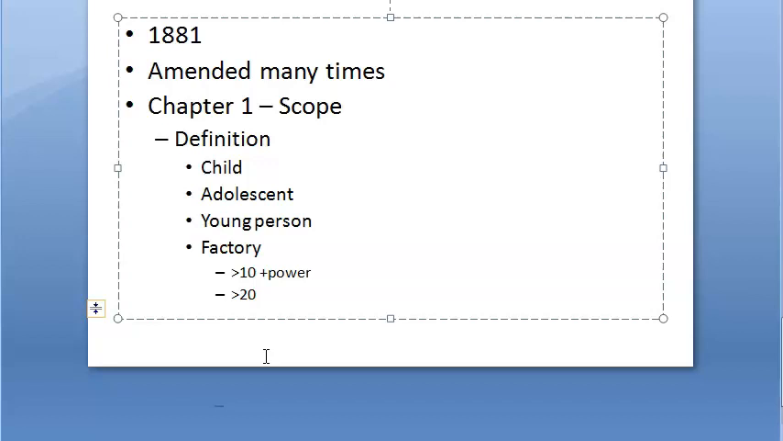Okay. Then who is a worker? A worker is basically a person who is employed, whether for wages or not, in a manufacturing process. So whether you're paying him or not, if you have employed him, he's a worker. Interesting, because he is working there.